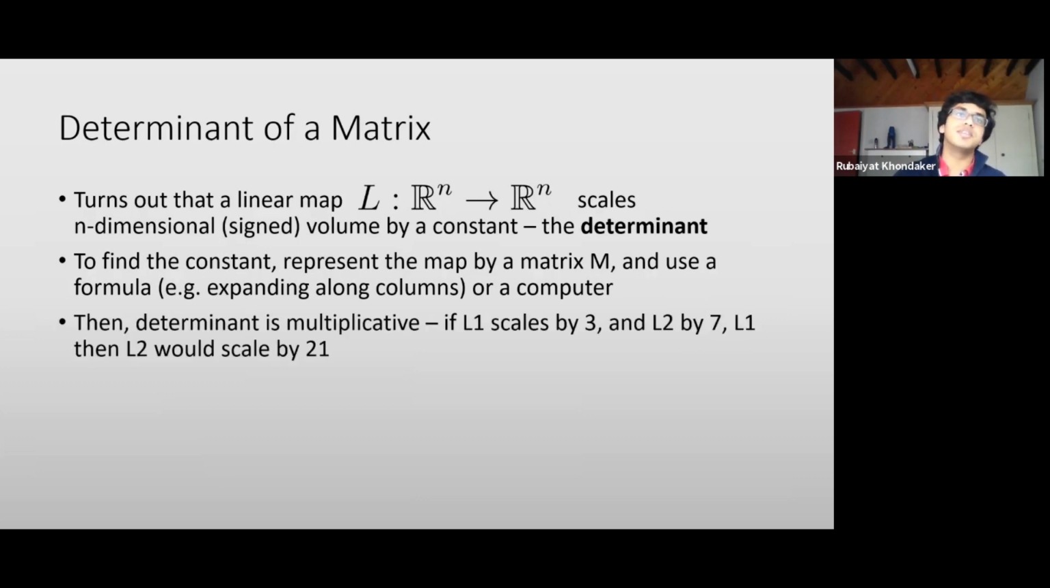And then one useful property of a determinant is that it's multiplicative. So, okay, if one linear transformation scales stuff by 3, like scales area by 3, and another scales area by 7, then if you do them both in a row, it would scale by 3 times 7, 21. And you can prove this algebraically as well, but it's a bit more effort. You have to use epsilons and summation convention and stuff.